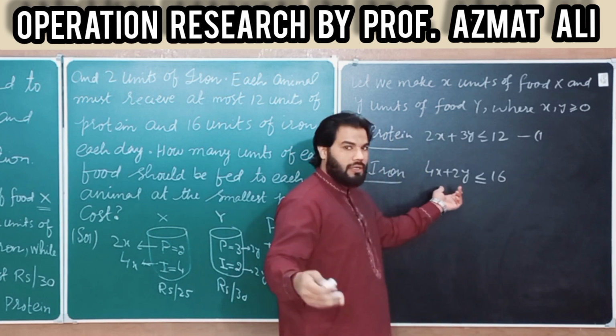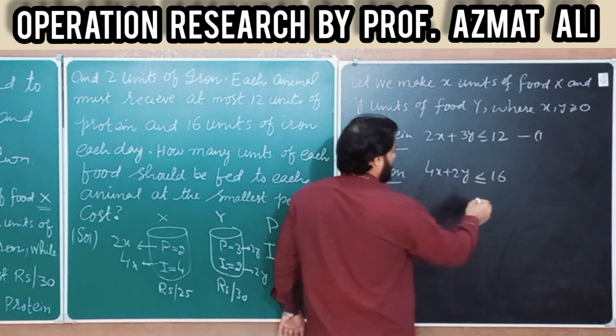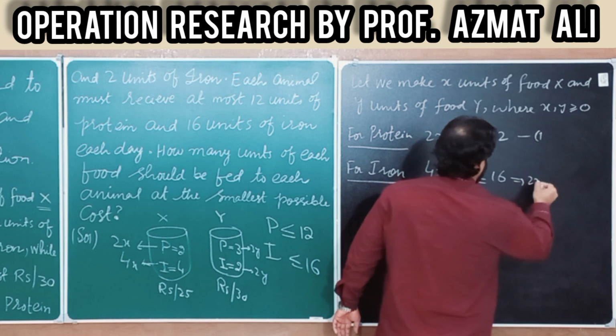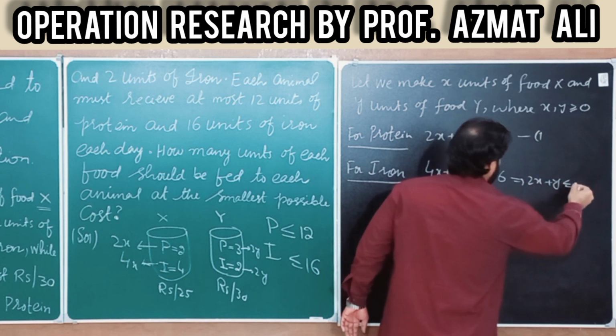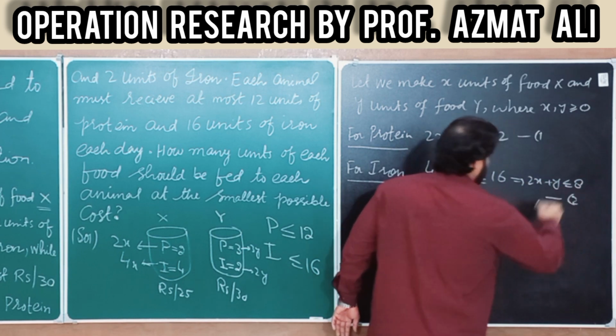This inequality can also be written, by dividing by 2 on both sides, as 2x plus y less than or equal to 8. Say this is inequality number 2.